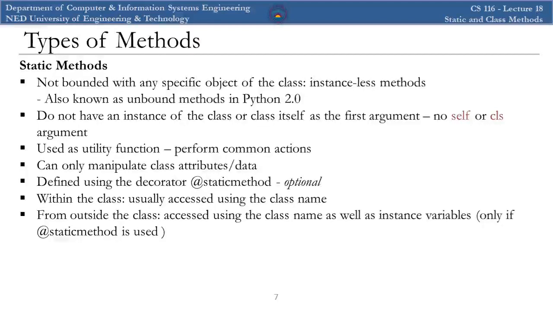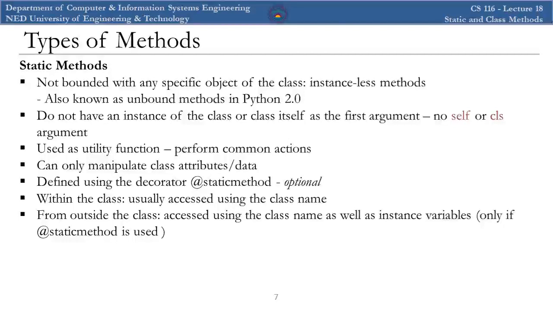From within a class and outside the class, you can access them using class names. Just like class methods, you just have to use the complete class name, then a dot, and then you can call any static method. But if you are defining a static method using that staticmethod decorator, then you can access that method through an instance variable also from the main program, right? So there I wrote optional. That means that if you are not using that decorator, that is absolutely fine. You can define a static method, and whenever you want to access it, you can use the class name with the dot operator, right?